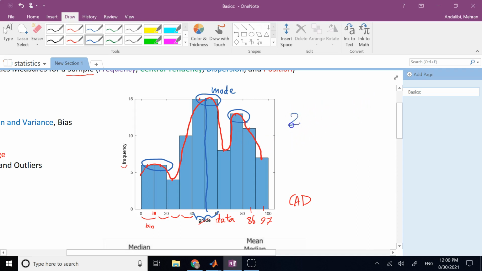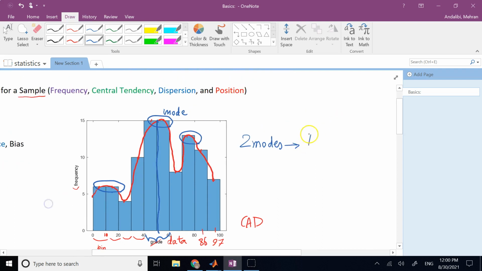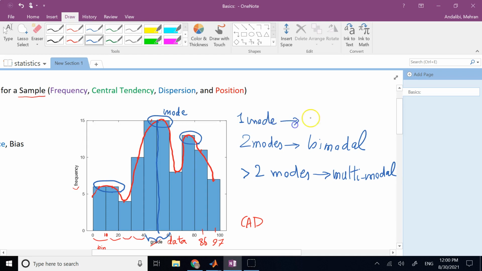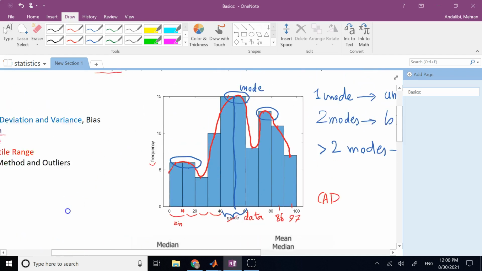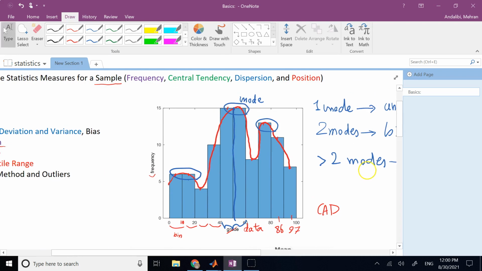So if you have 2 modes, you say my distribution is what? It's bimodal. If there are more than 2 modes, you say it is multimodal. And again, as I said, if there is one mode, you say the distribution is unimodal. So this kind of distribution is unimodal. This one that I have with 3 peaks is multimodal.